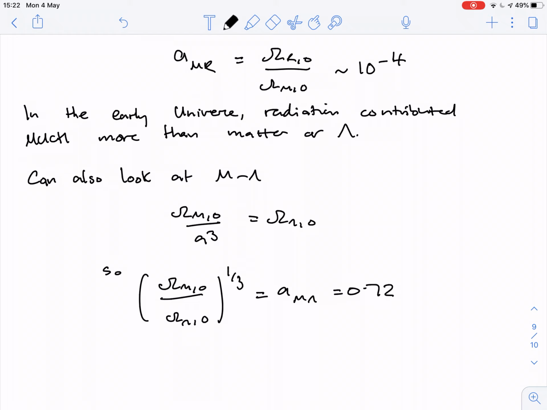So the matter-radiation equality happened in the dim and distant past, way back in the early universe, before the emission of the cosmic microwave background, really way back. On the other hand, matter and lambda were equivalent when the universe was about 3/4 of its current size. So that transition was quite recent on cosmological timescales.